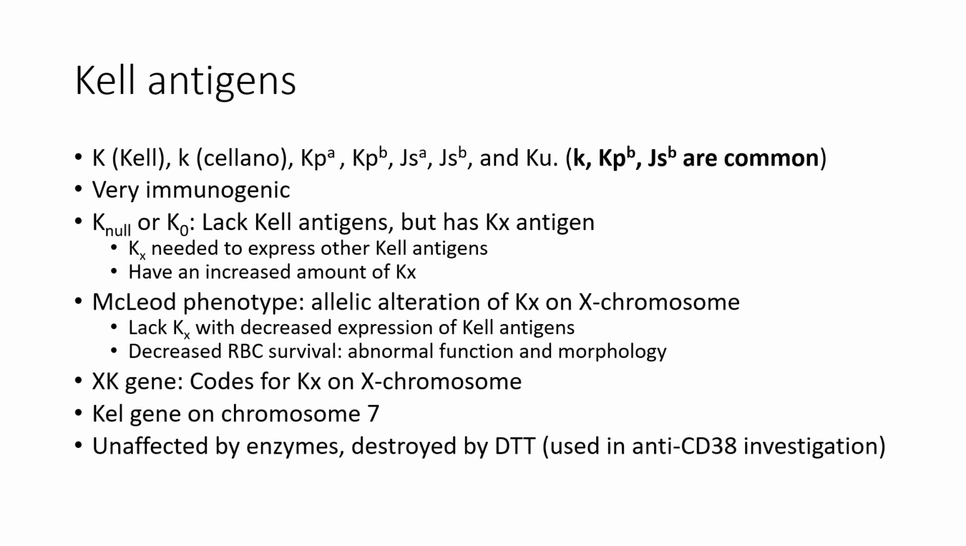In the KEL null or KEL naught phenotype, the KEL antigens are not expressed, but the KX antigen is. The KX antigen is needed to express the other KEL antigens. And this phenotype usually has an increased amount of the KX antigen. In the McLeod phenotype, there is an allelic alteration of KX on the X chromosome. This phenotype lacks the KX antigens, and therefore we have a decreased expression of other KEL antigens. It causes a decrease in red blood cell survival due to abnormal function and morphology of the red blood cells.